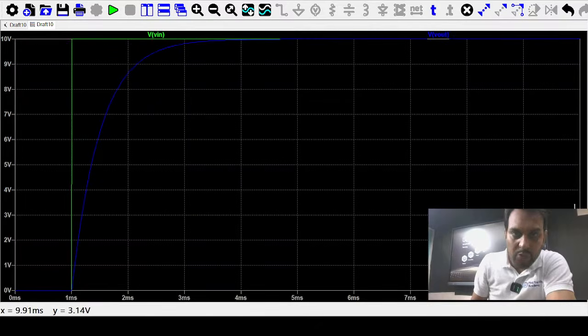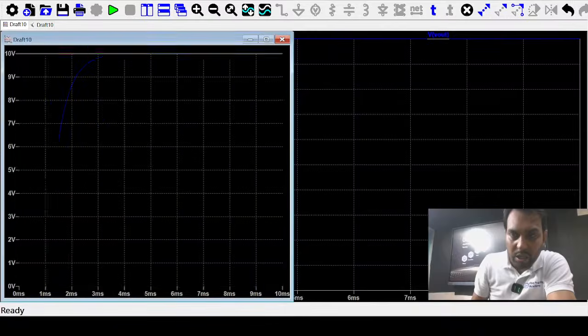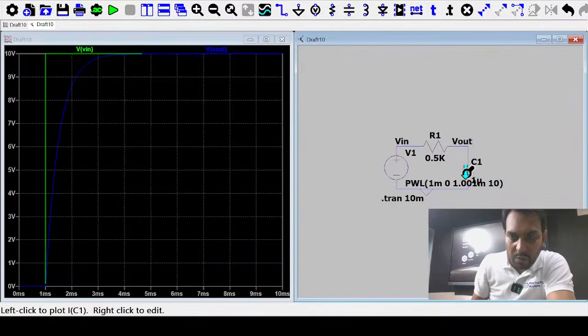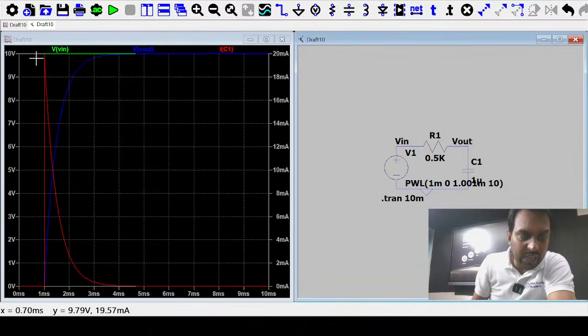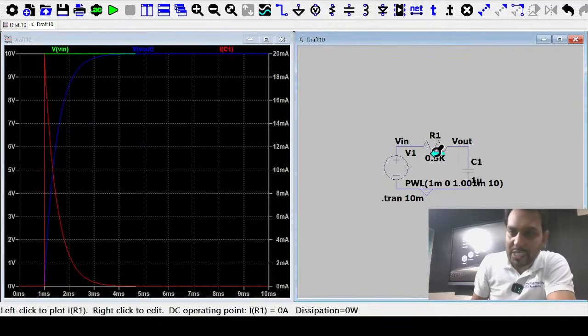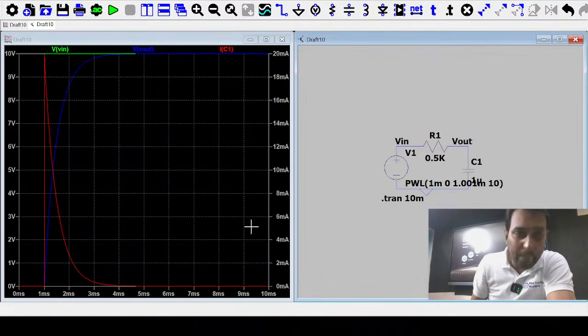Okay, so if you want, you can check what will be the current. You can check it. Okay, this is the current. At t equal to 0, the capacitor current or resistance current, because they are in series, starts from 20 milliampere. Why? Because it is 10 minus 0 upon 0.5 k, that is 20 milliampere.